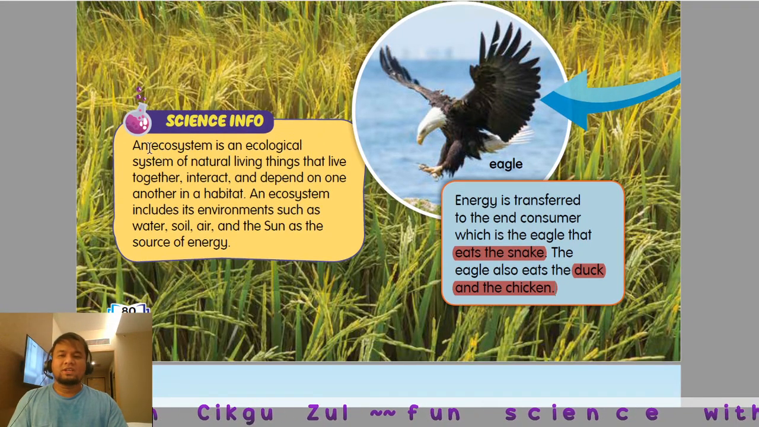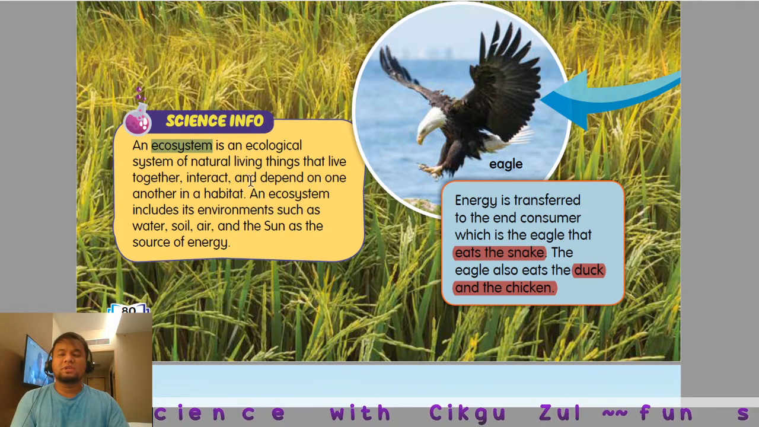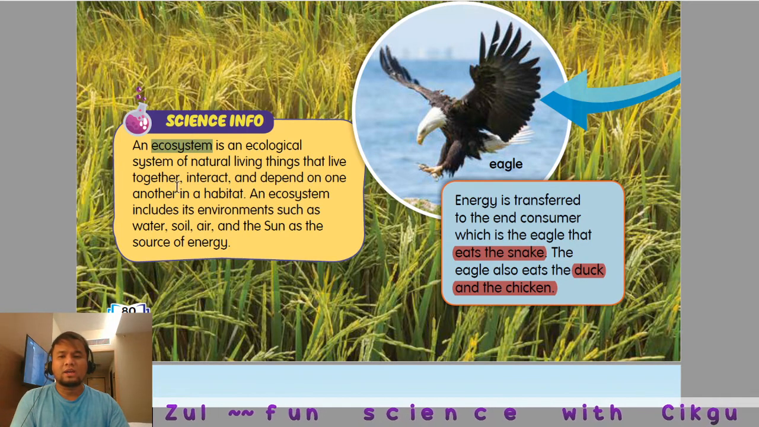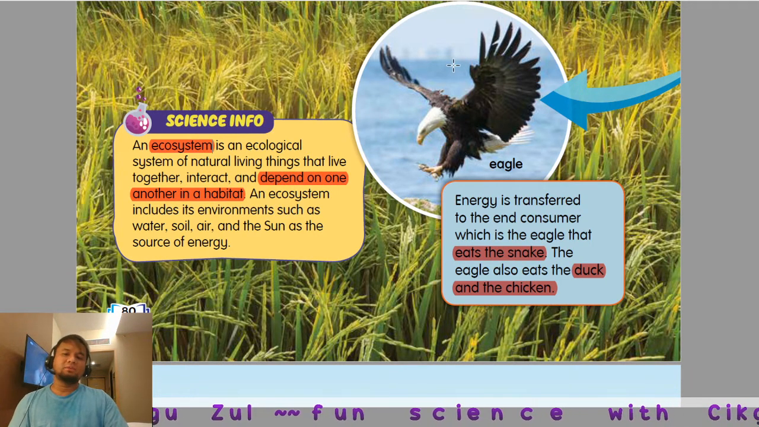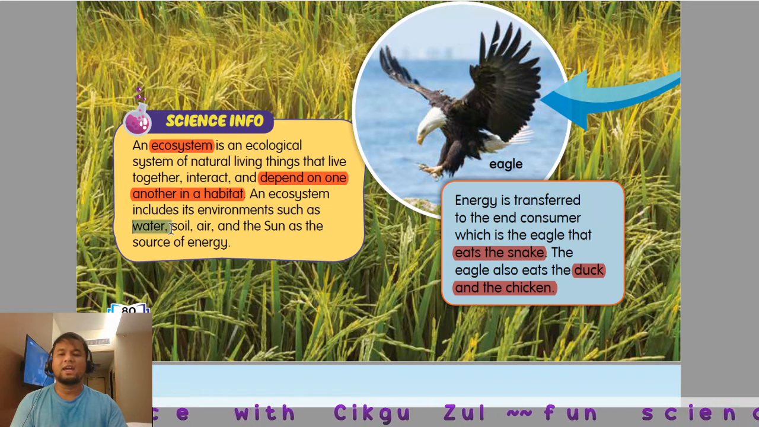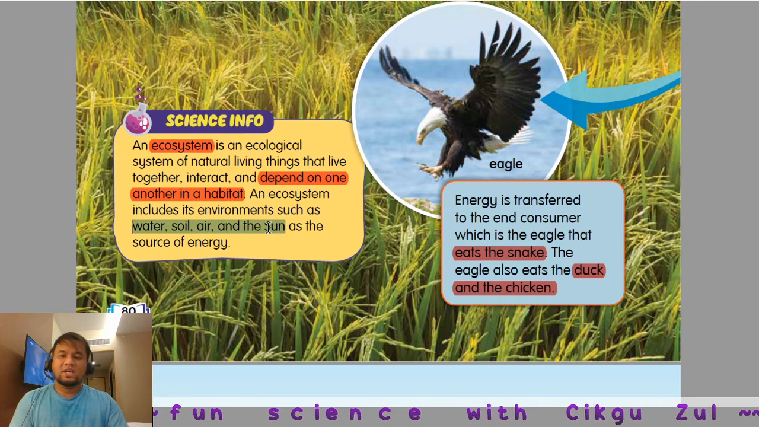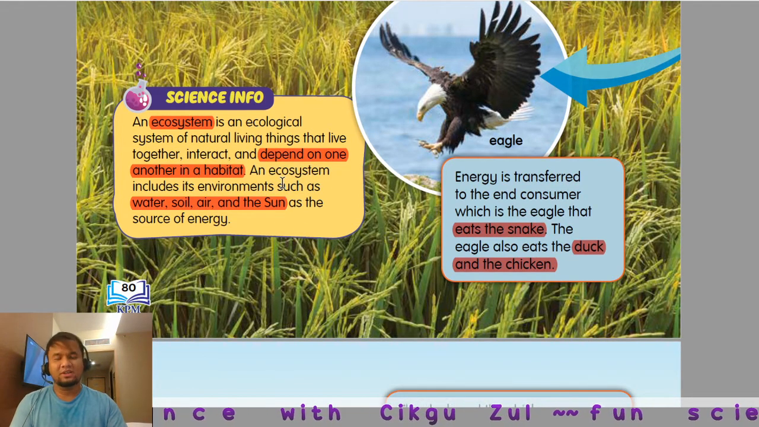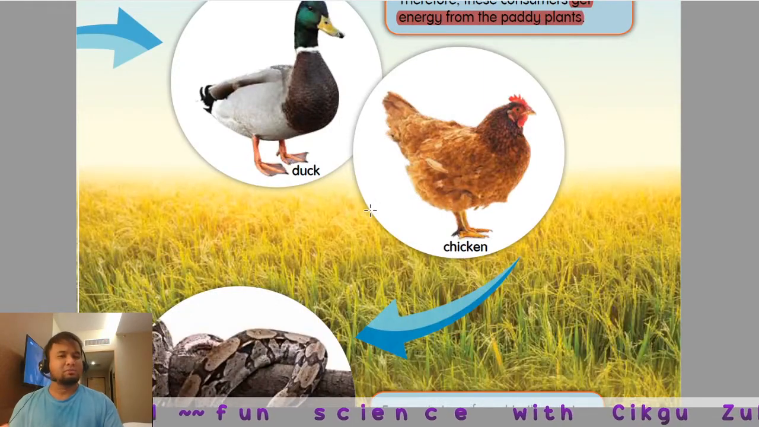And now, okay, dia kata dekat sini, apa itu ecosystem? What is the definition or the meaning of an ecosystem? Ecosystem is actually ecological system of natural living things that live together and depend on one another in a habitat. So, ia adalah tentang hidupan-hidupan yang berada di dalam satu habitat. Mereka saling bergantung satu sama lain, termasuklah kepada water, air, soil, tanah, udara and the sun sebagai sumber tenaga mereka. Okay, itulah maksudnya ekosistem. Macam family tetapi dia satu habitat.